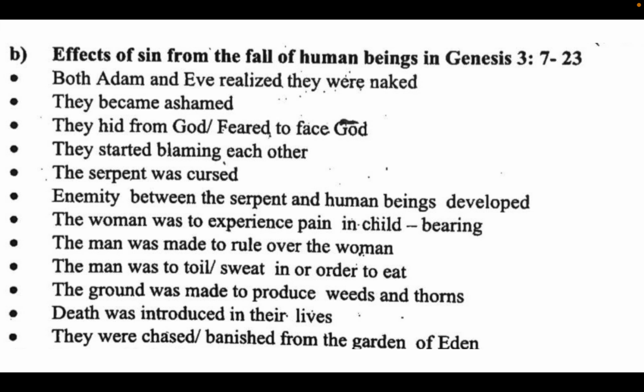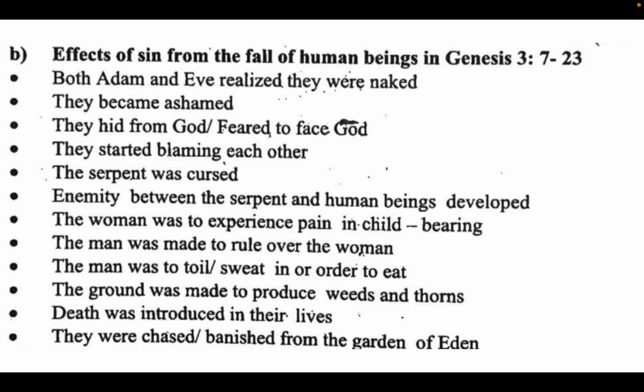B. Effects of sin from the fall of human beings in Genesis chapter 3 from verse 7 to 23. Both Adam and Eve realized they were naked. They became ashamed. They hid from God. They started blaming each other. The serpent was cursed. Enmity between the serpent and human beings developed. The woman was to experience pain in childbearing.